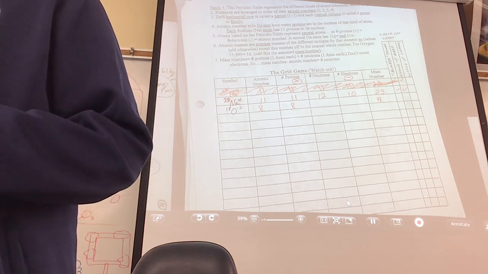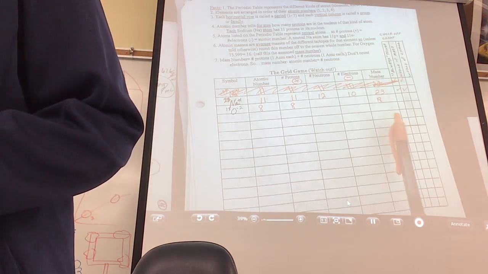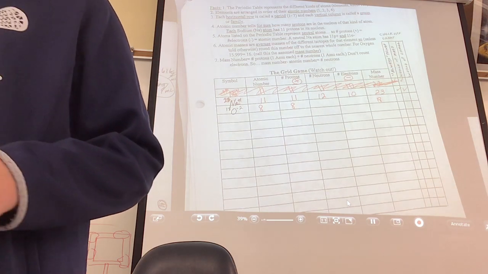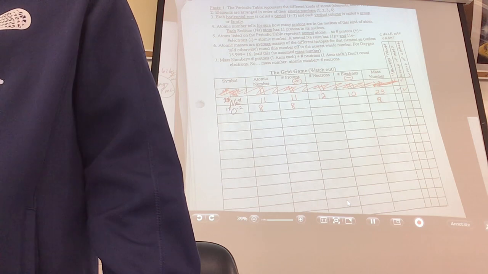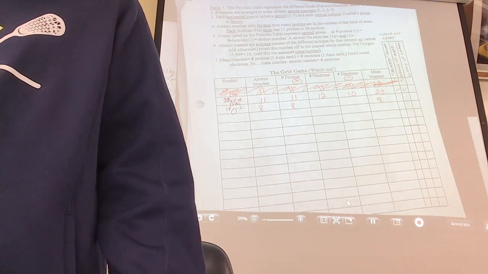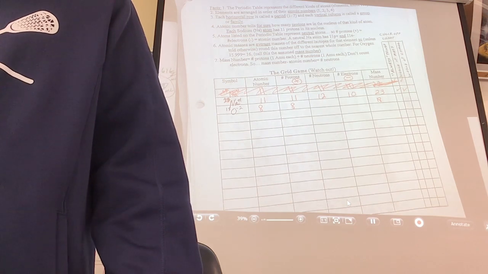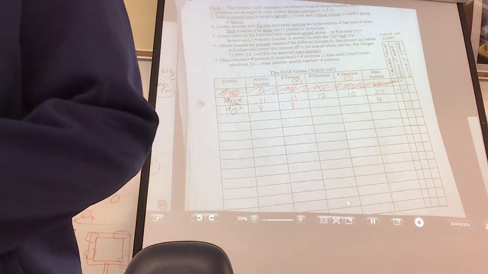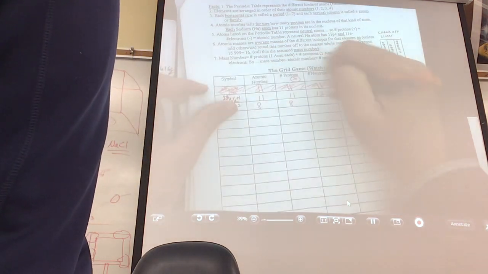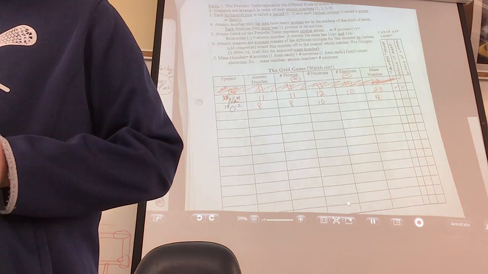Since the mass number is 18, and the mass number is the protons and neutrons, I have to subtract 8 from 18 to find the number of neutrons. Which is 10. So there's 10 neutrons.